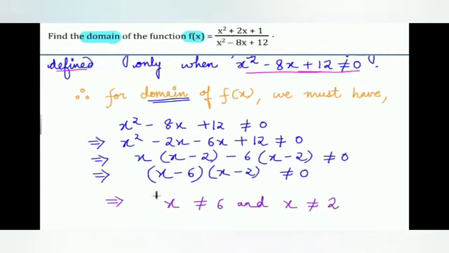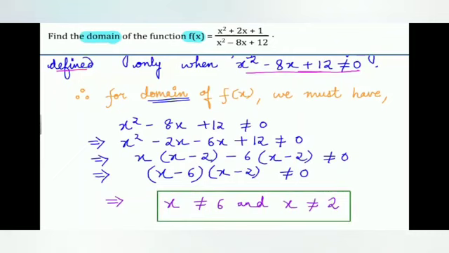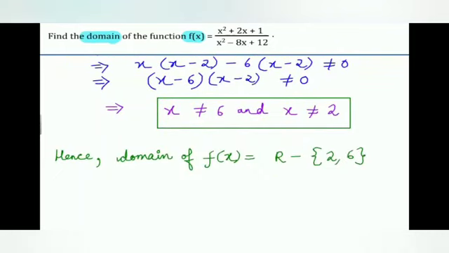So your domain is whole real number excluding 2 and 6. Hence your domain of f of x is equal to whole real number minus 2 and 6. यानी कि आप रियल नंबर में से कोई भी वैल्यू ले सकते हो 2 और 6 के अलावा. So that is your domain. So domain is your possible values put in your function.